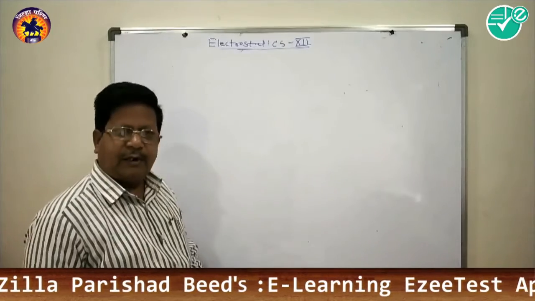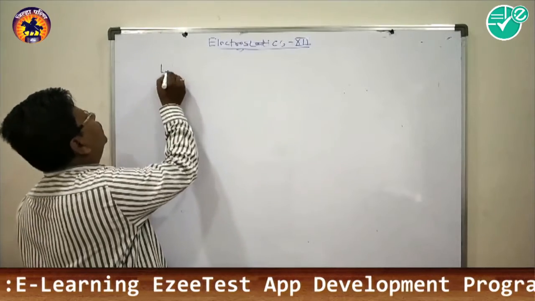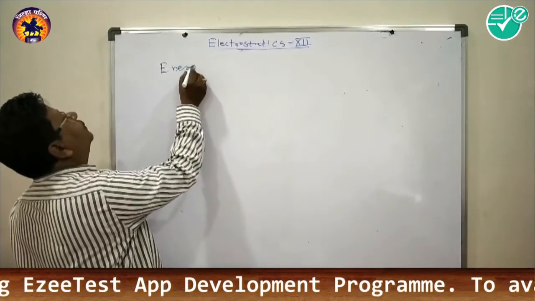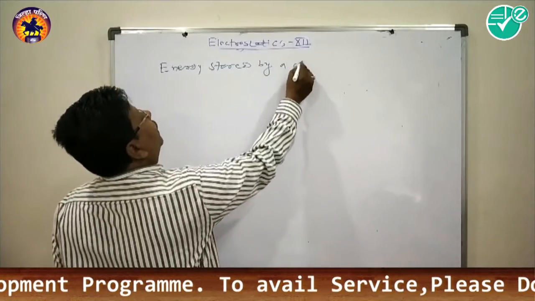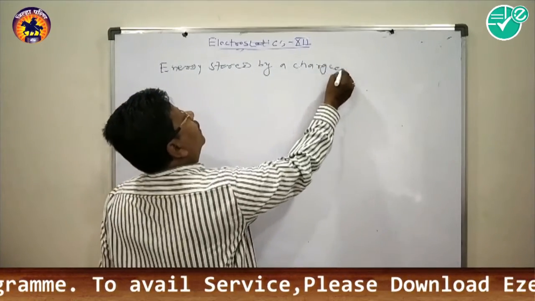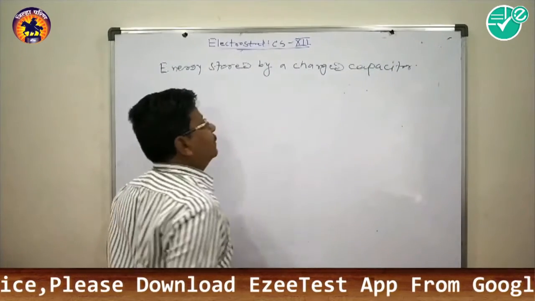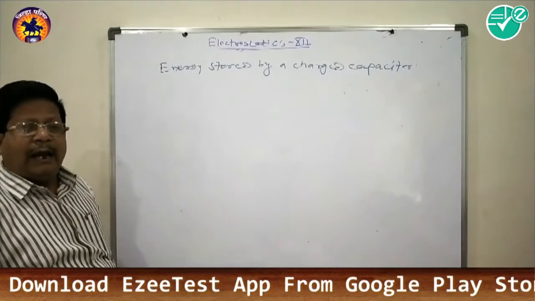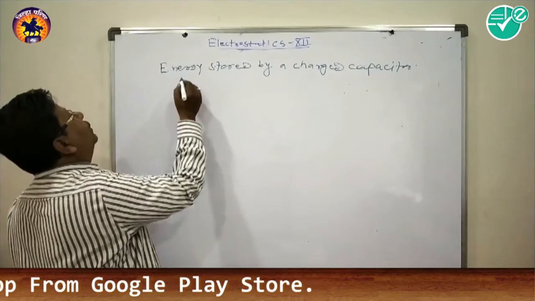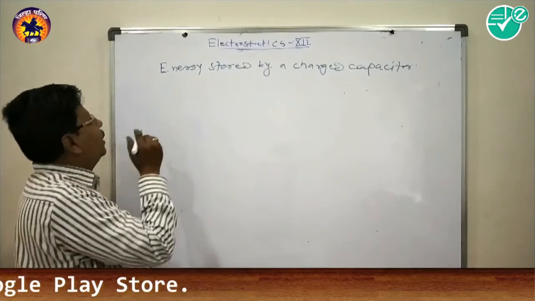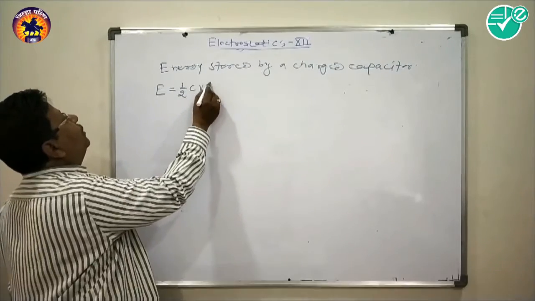Dear students, we have learned about the energy stored by a charged capacitor. And in this case, we have derived three different formulas. One is energy stored, which is equal to 1 by 2 CV square.